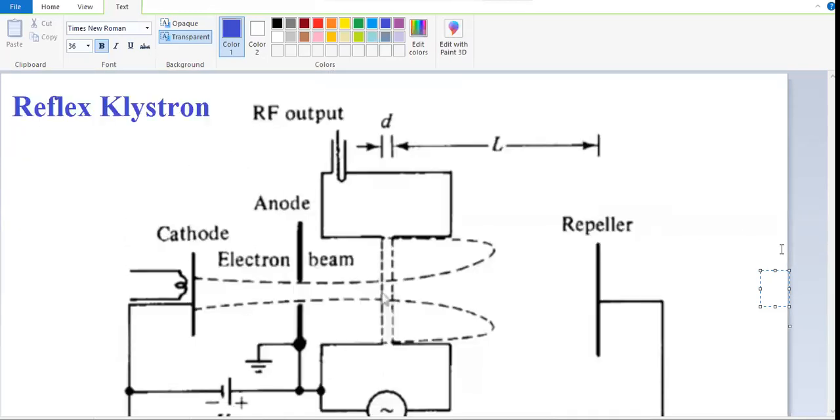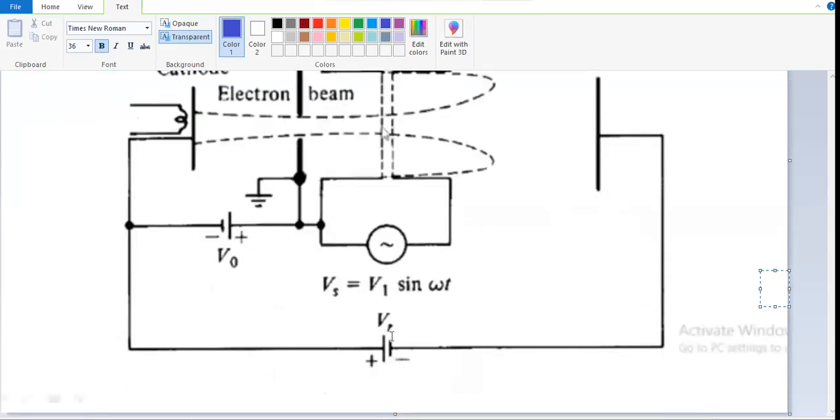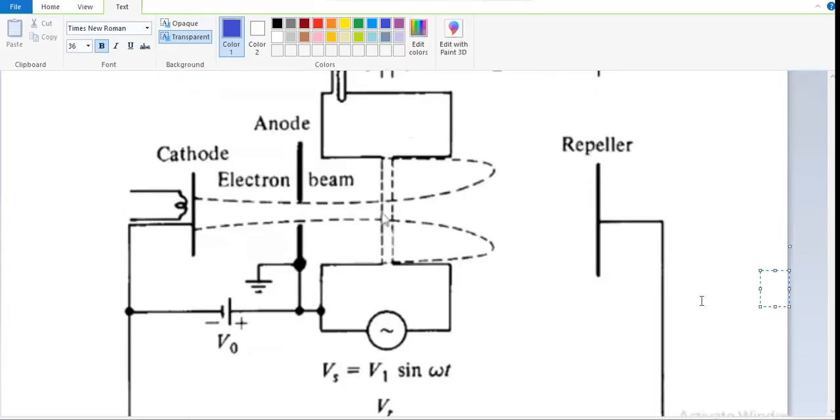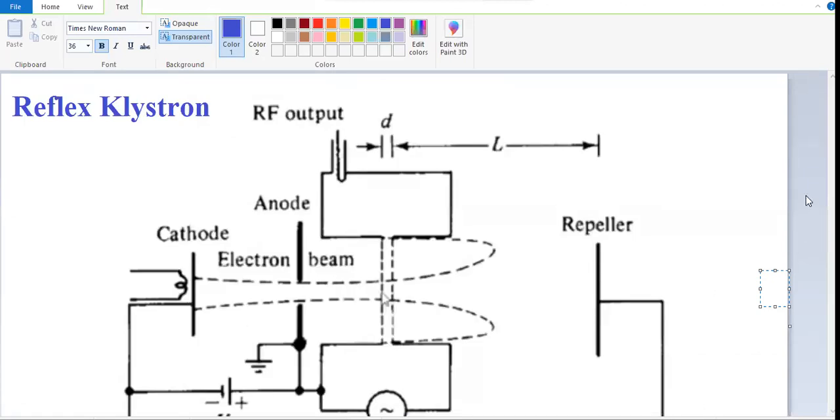Unlike the previous two cavity klystron, here there is a single cavity. You can just see here. So this is your reflex klystron.